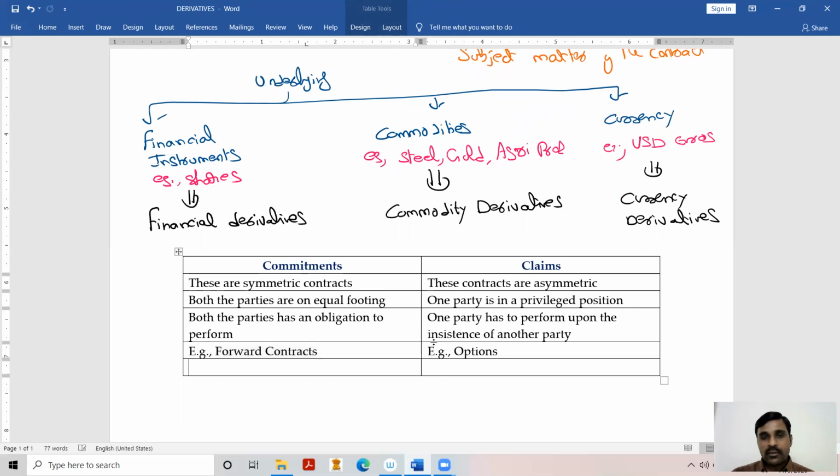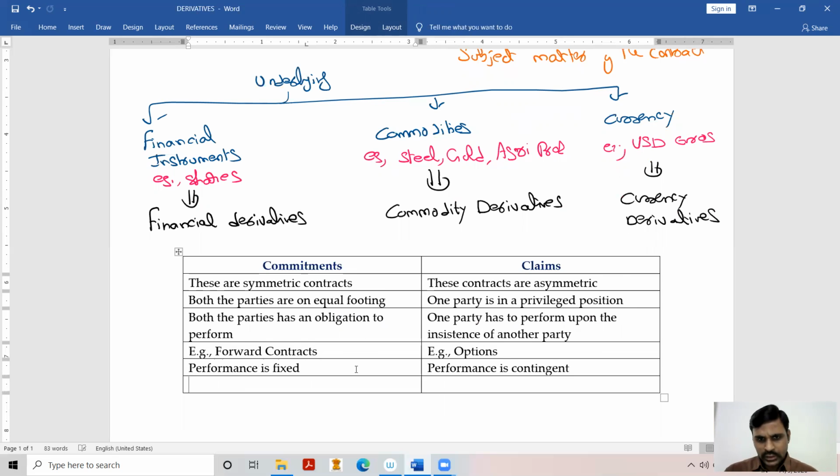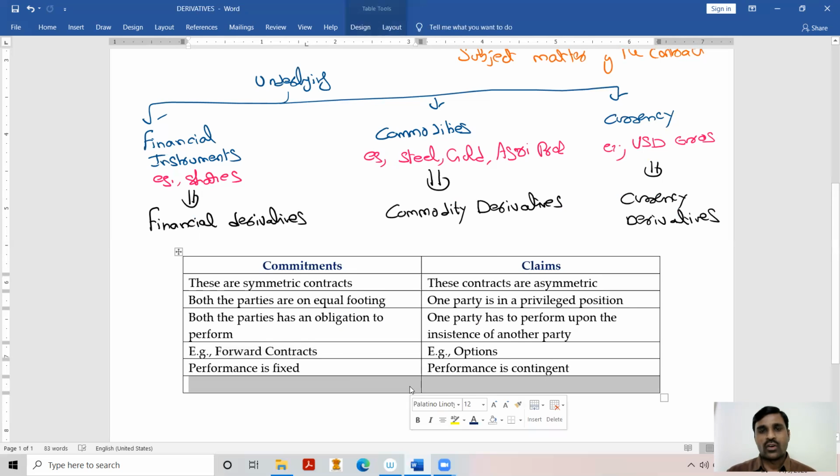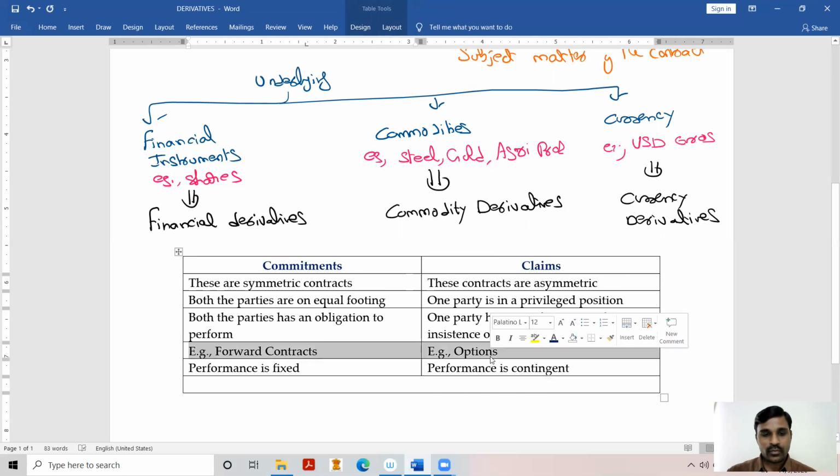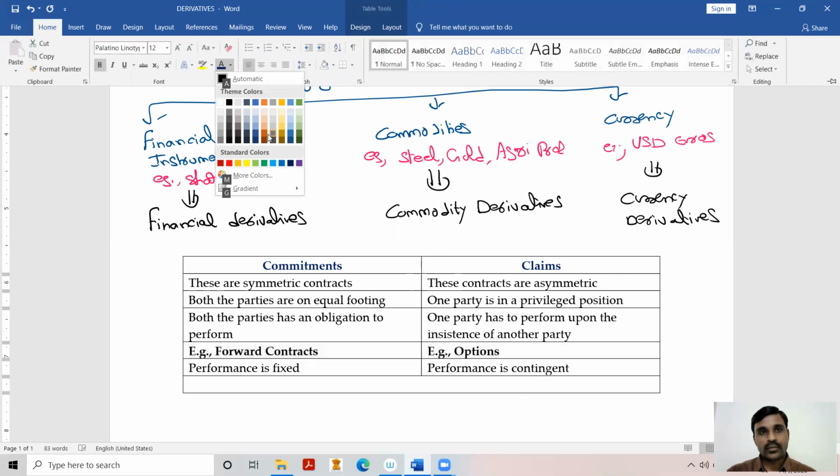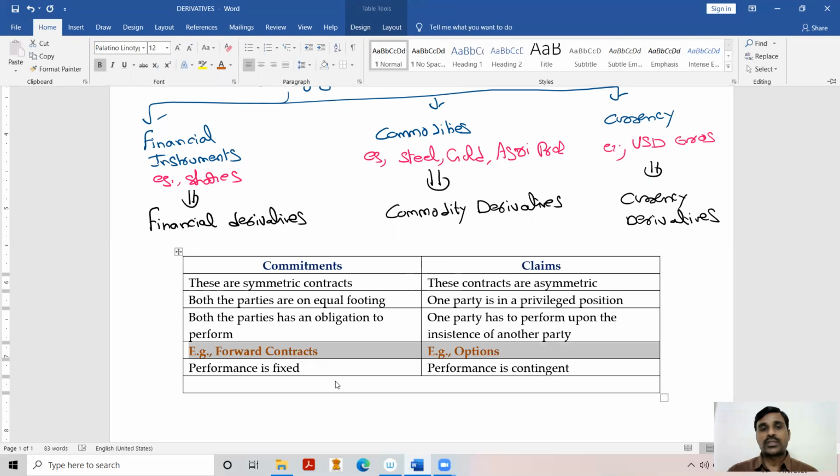We have discussed the differences between commitments and claims, and now we'll discuss the similarities. Before going to the similarities, we'll write the last difference. In forward contracts, performance is fixed. In options, performance is contingent. That is the difference between forward contracts and options. Now we'll discuss the similarities: whether it is forwards or options, what are the similarities between those two?